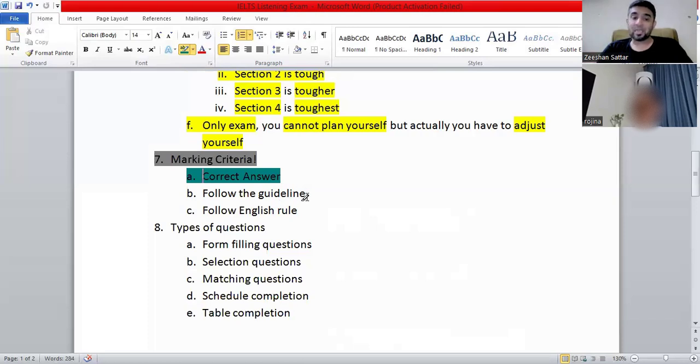The second thing is follow the guidelines. If the examiner says that you have to give a one word answer, then you have to give a one word answer. If he says two word answer, then you have to give up to 2 words. If he says 3 words, you have to give up to 3 words. If he says word and a number, you can write both of them. If he says answer in numbers, then you have to only write the digits. You cannot write the word. So this is the overall listening exam. And number 3, you should follow the English rules.